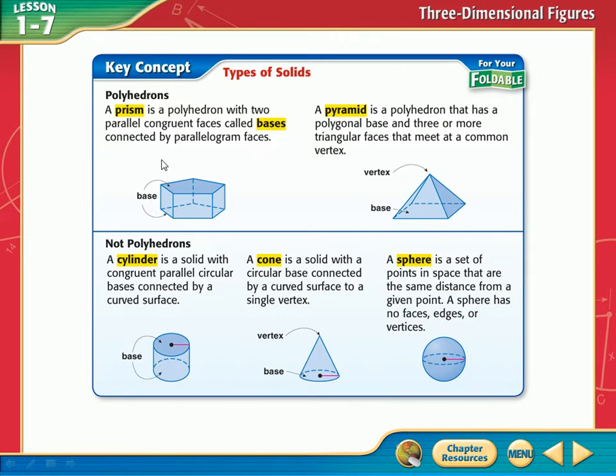They're bases connected by parallelogram faces. Don't worry too much about that. But all these different sides could be considered a face of this prism. The top could be considered a face. The bottom could be considered a face. Each of those sides could be considered faces of this polyhedron. Now, the top and the bottom, the ones that are both exactly the same, are called bases. And that's what we're going to concern ourselves with quite a bit.